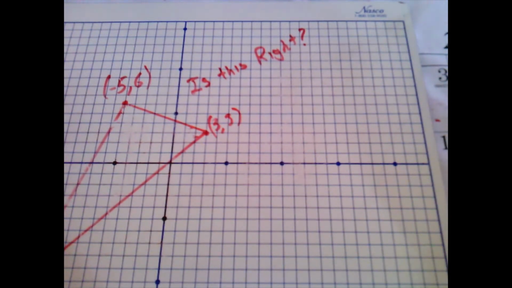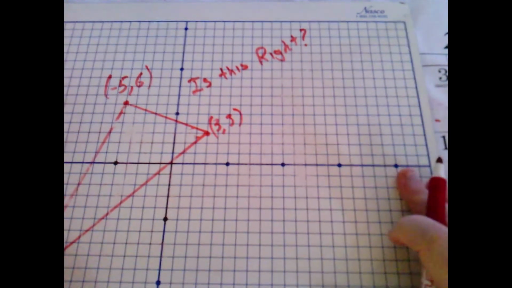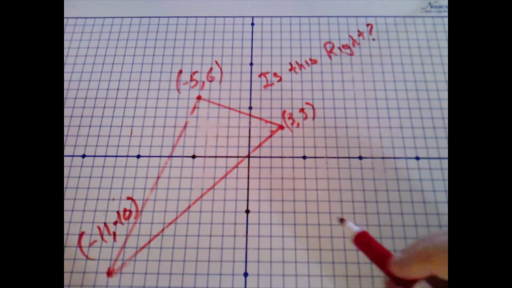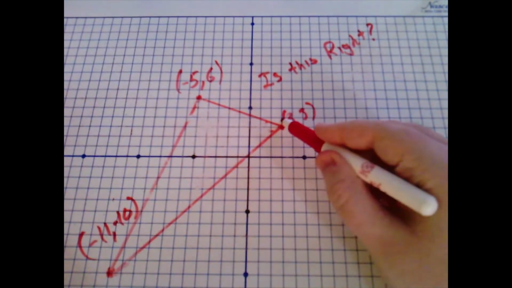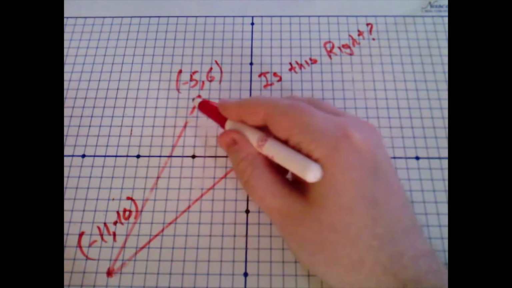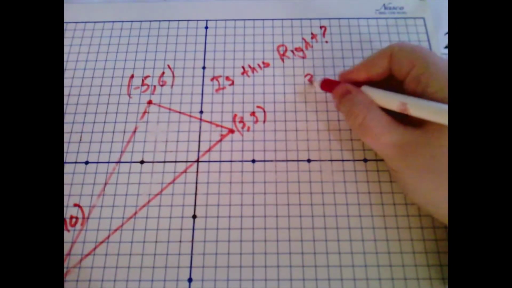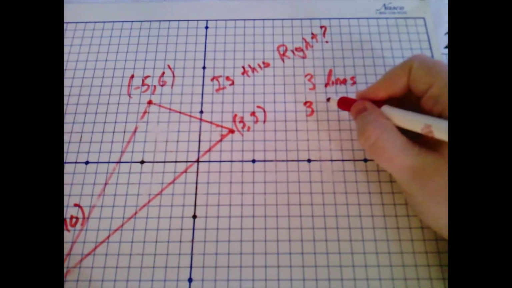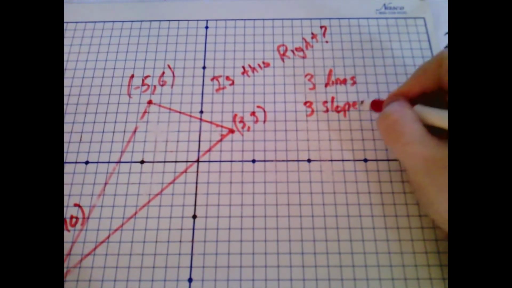How many slopes do we have? Well, slope is something that goes along with a line. So I definitely have a line here, I have a line here, and I have a line here. So we have 3 lines, which must mean we have 3 slopes. Okay.